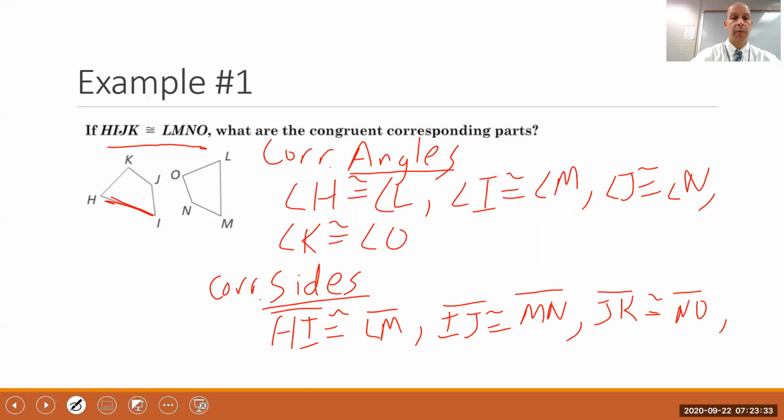And finally, this is where we need to be careful. Now I'm going to use the last letter and the first letter. Segment KH is going to be congruent to segment OL. So those are all of the corresponding congruent parts.